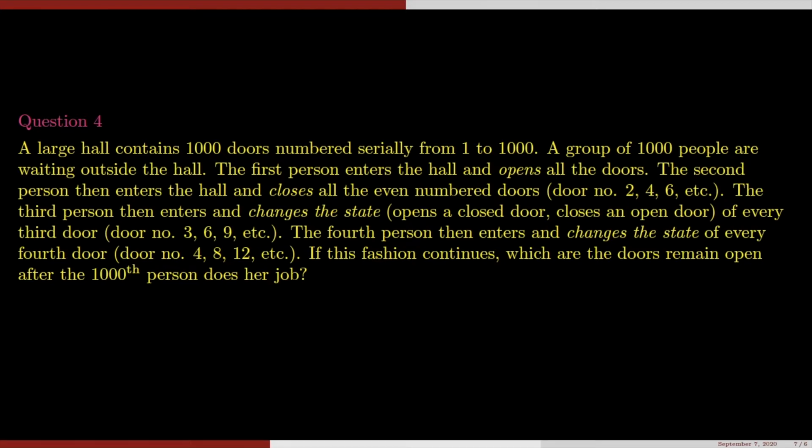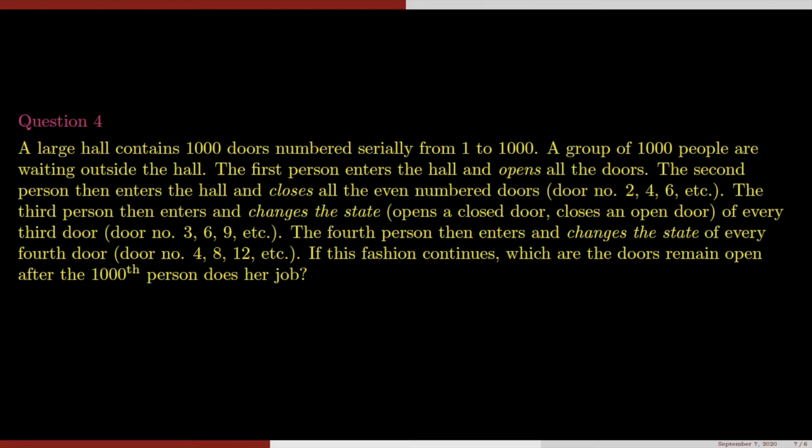Irrespective of whether the doors were open or closed, it doesn't matter. The first person enters the hall and opens all the doors. The second person then enters the hall and closes all the even numbered doors. That is door number 2, door number 4, door number 6, etc. Closes all the even numbered doors.